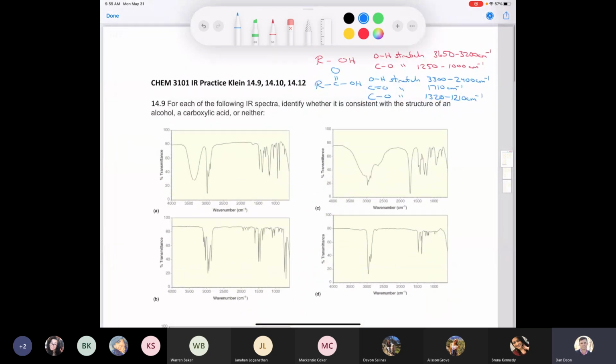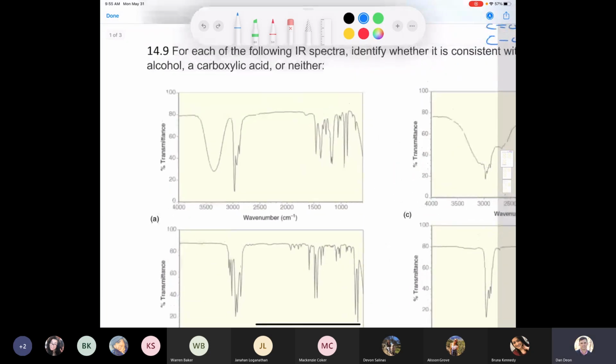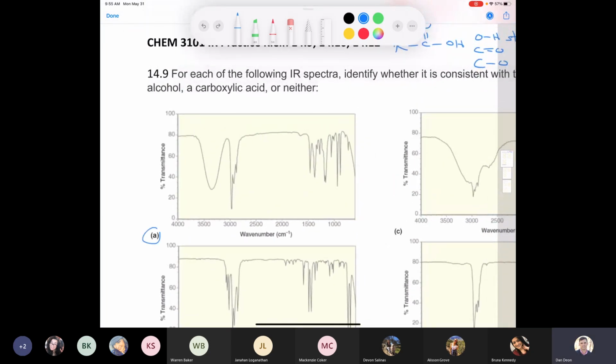The last option is neither. I'm going to ask my students, my students are good thinkers. What about A? Could anybody surmise what we have in A? Would this be an alcohol, carboxylic acid, or neither of those?